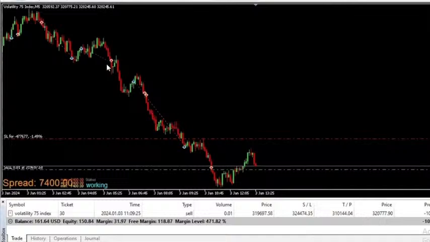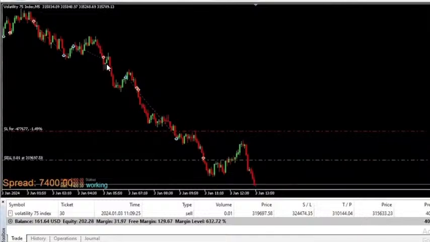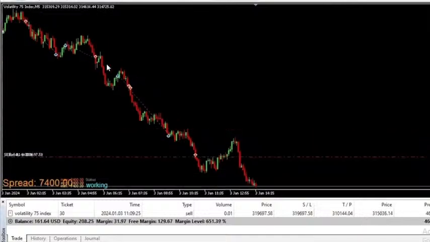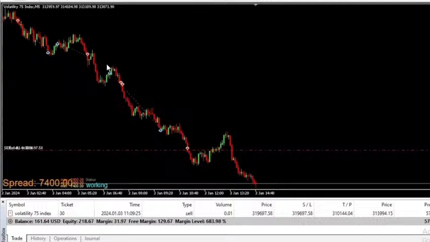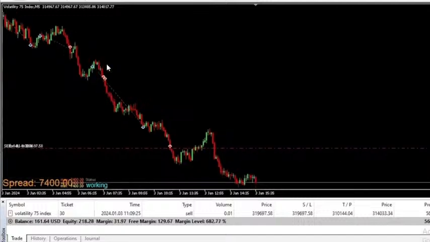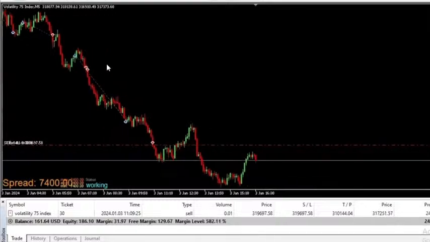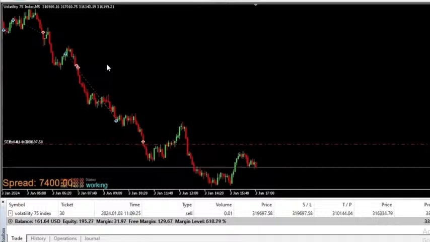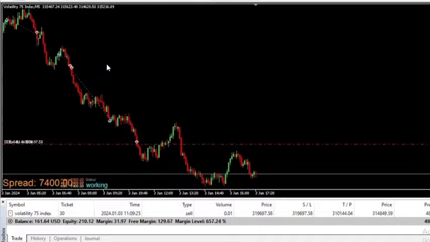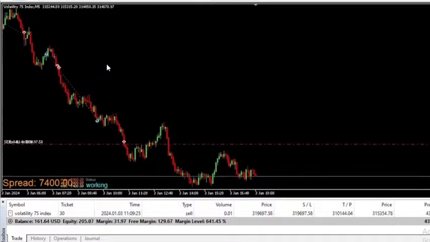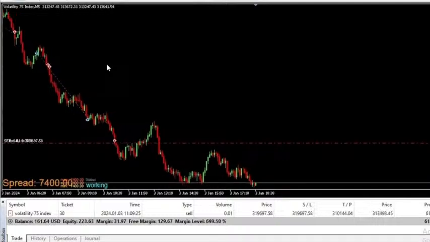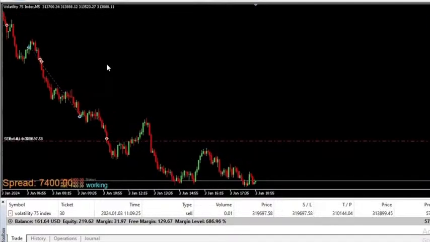And then you can see the lot size is good and also adjustable. When you get this robot, you just use it the way I've set it, or you can decide to make a few adjustments, like the lot size. If your account is small, you have to reduce the lot size, and depending on the pair you are trading, you have to adjust it accordingly.